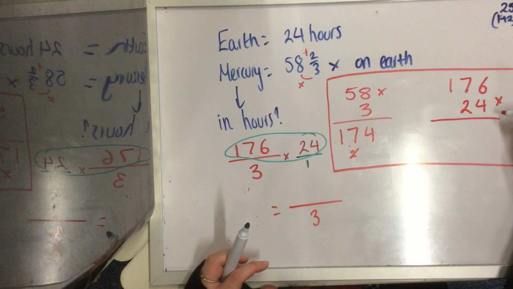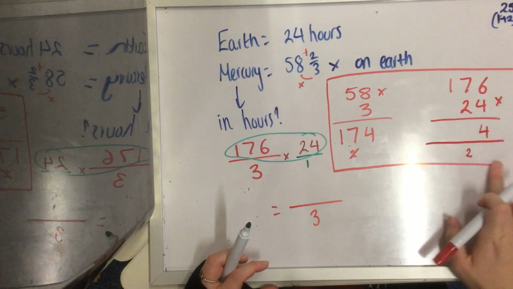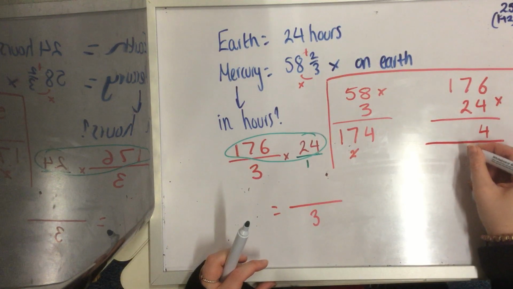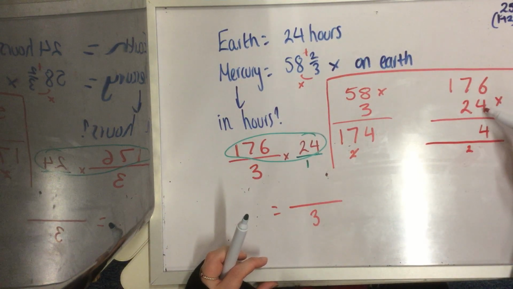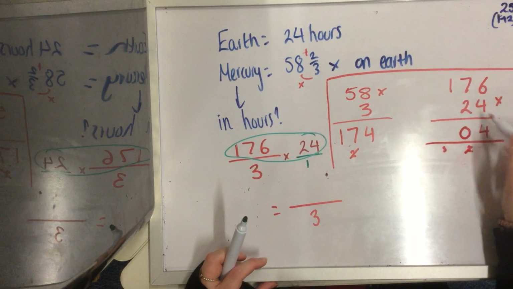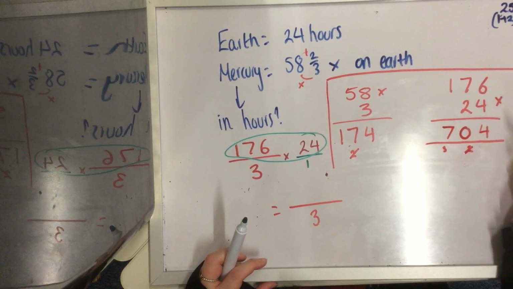So 6 times 4 gives us 24. Pop that down here. I'm going to run out of room, I think, by working out. So pop the 2 there. 7 times 4 is 28. Add 2 is 30. And then 4 times 1 is 4. Add 3 gives me 7.